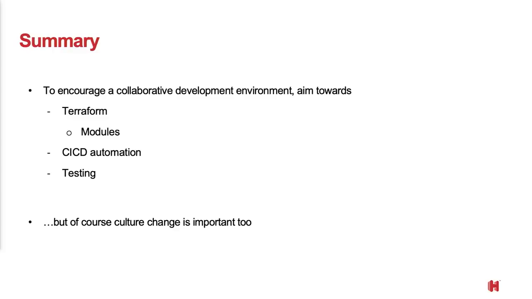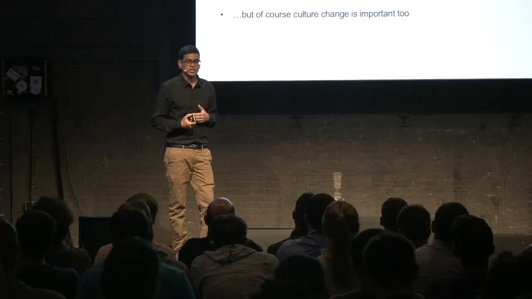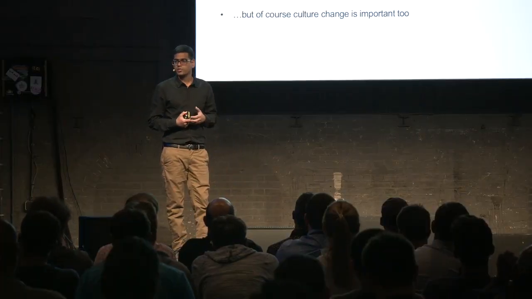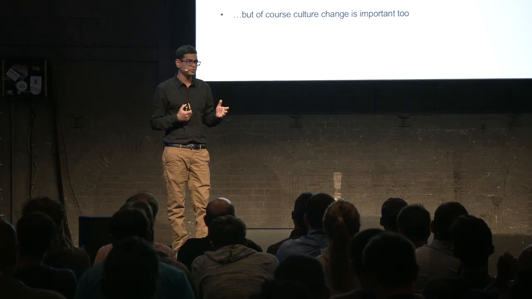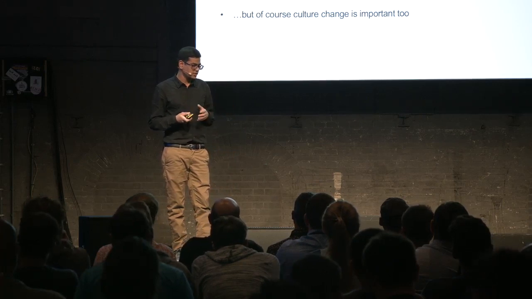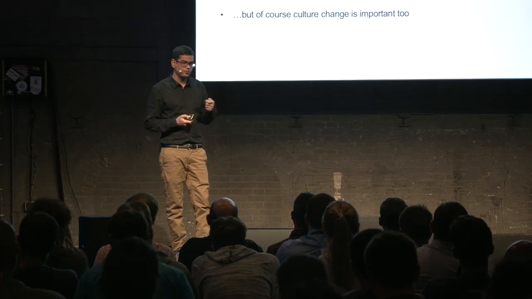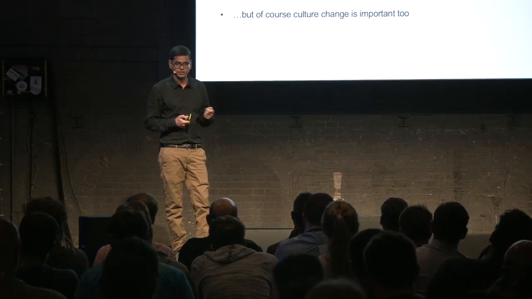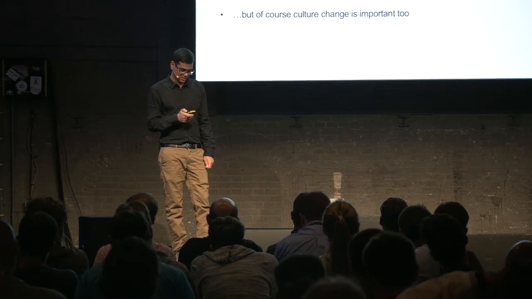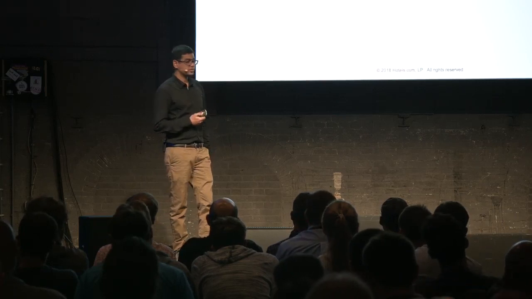So to summarize, we encourage hotels.com and different parts of Expedia to use Terraform in a collaborative way. Use modules, do code review, use Jenkins or different types of CI/CD pipeline, and do some testing. But all these things need a change of culture, which is really important in the company. That's it. Thanks for your time.